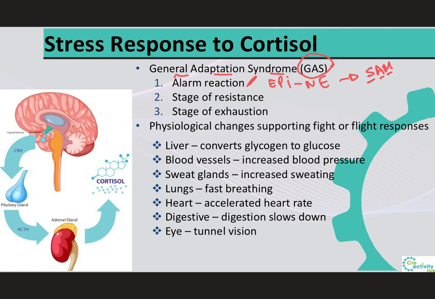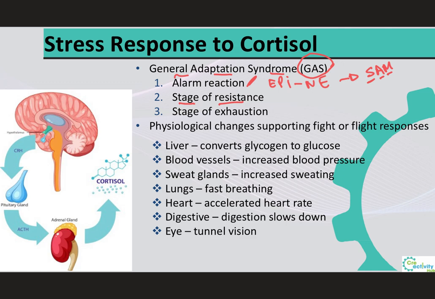Now, if the stress is not soon relieved, then the body adapts to the stress in the second stage, called the stage of resistance. So if a person is, for example, starving, the body may send signals to the gastrointestinal tract to maximize the absorption of nutrients from the food, and that will control the starvation effects a little bit and have some nutrients circulating in the body. Now, if the stress continues for a longer term, however, the body will respond with symptoms that are quite different from the fight or flight response.